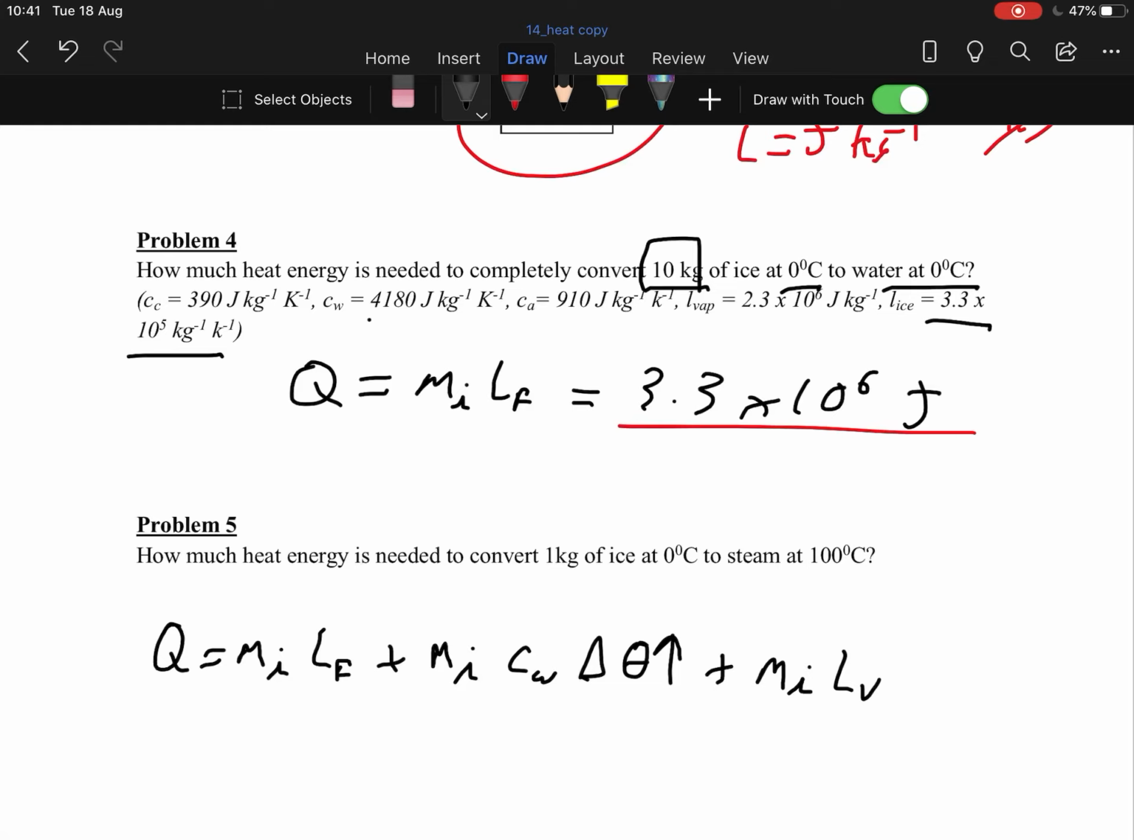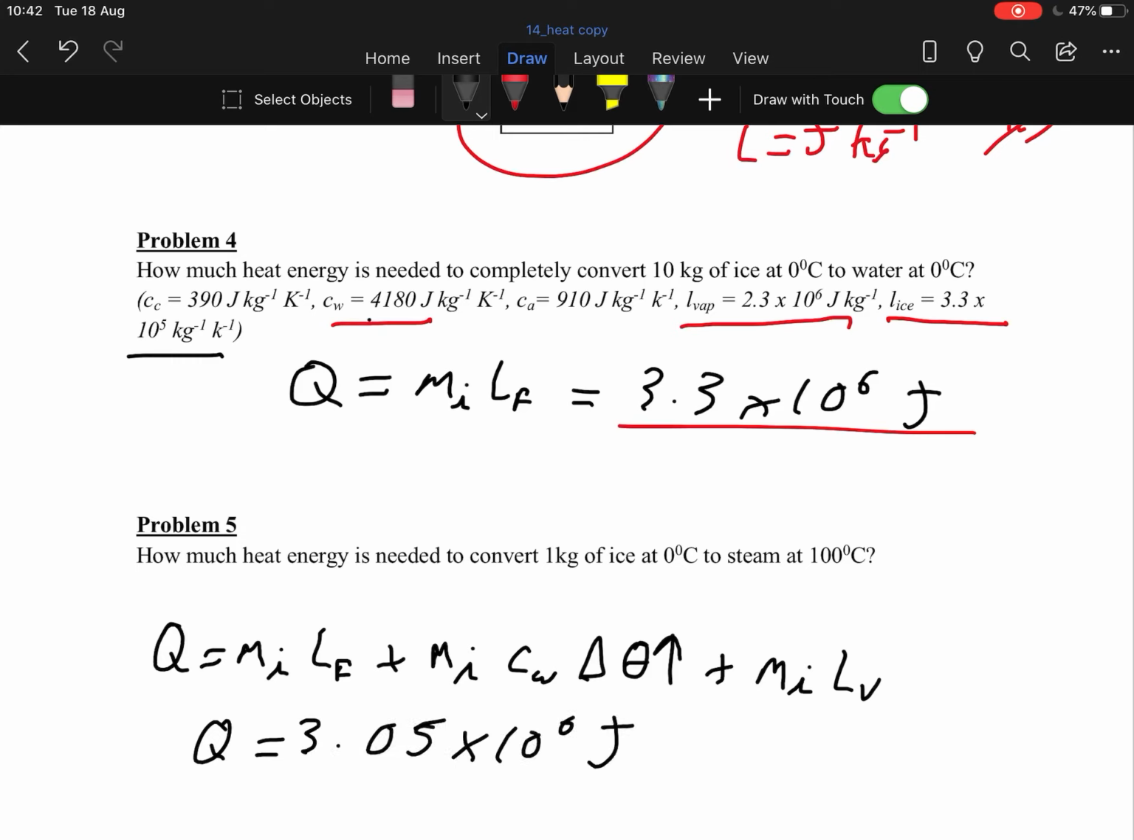Now, the mass of the ice is 1. Latent heat of fusion, again, I'm going to try and just speak it out to you guys, is 3.3 by 10 to the 5. Heat capacity of water, 4180. And latent heat of vaporization is 2.3 by 10 to the 6. Okay? So your Q value, when you put all those values in, just calculator work, should be 3.05 by 10 to the 6 joules.